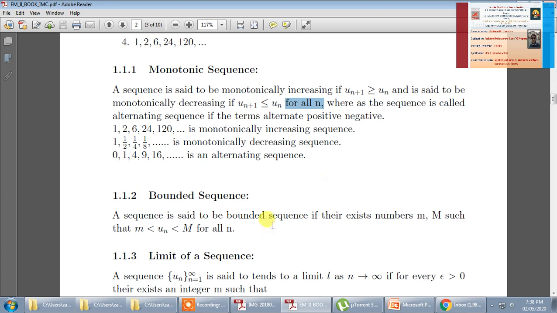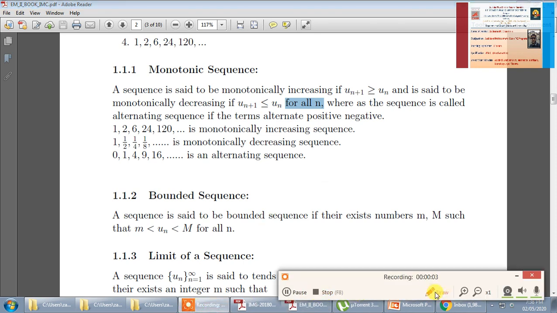Let us have more definition regarding sequences. So in that, the first one is monotonic sequence. Let us see what is monotonic sequence. A sequence is said to be monotonically increasing if u(n+1) is greater than or equal to u(n), and it is said to be monotonically decreasing if u(n+1) is less than or equal to u(n) for all n, whereas the sequence is called alternating sequence if terms are alternately positive and negative.